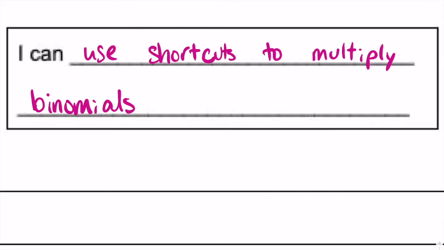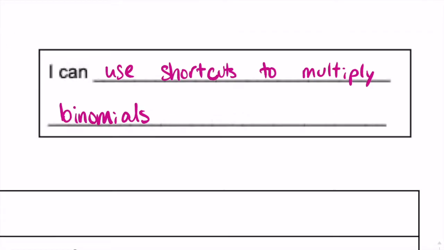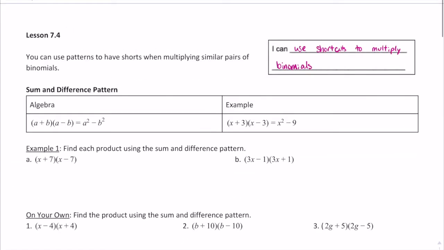So previously, in 7.3, we learned how to multiply binomials using FOIL, right, where we take the first, outer, inner, last and add them all up. But today we're going to talk about shorter methods we can use, but these only work when multiplying similar pairs of binomials, and that's what we're going to talk about here today.